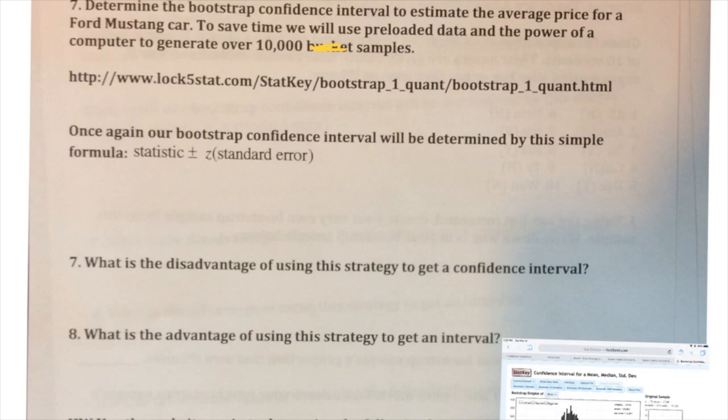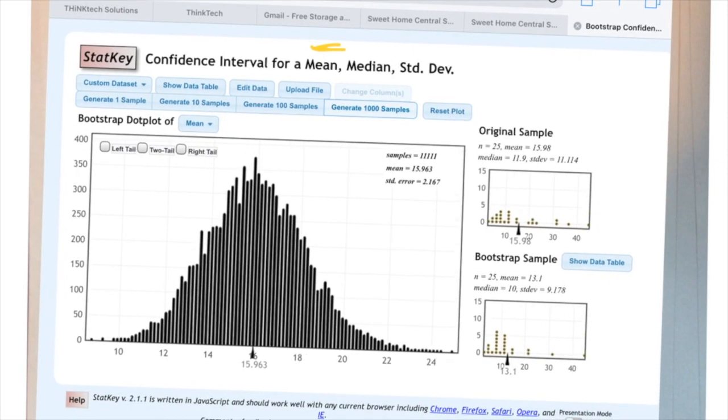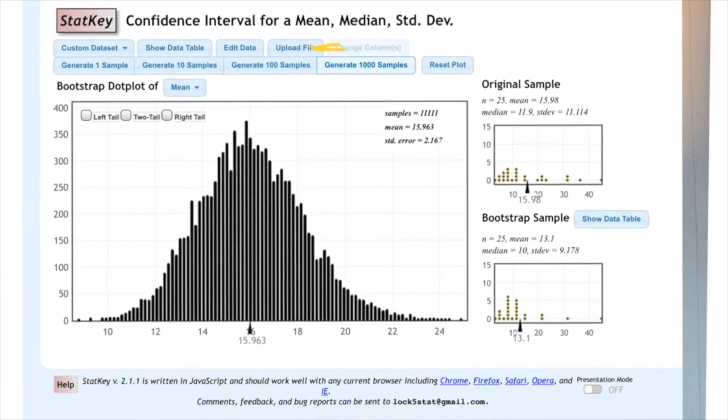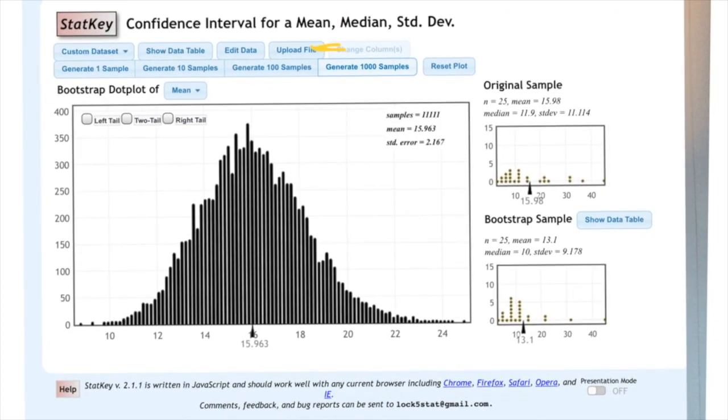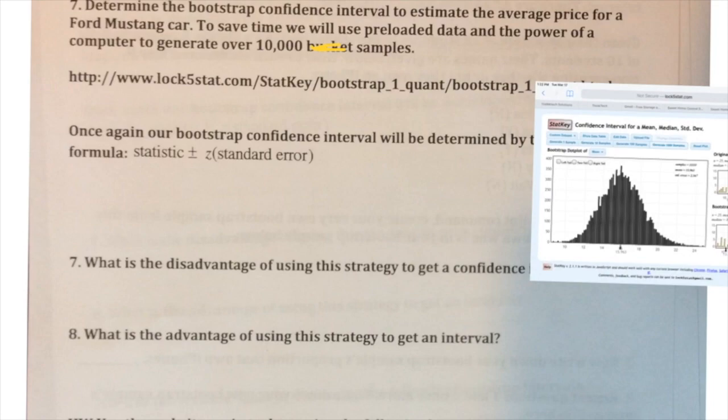And when did I stop? I stopped actually when I hit 11,111. So very similar, but much more improved is our histogram, which actually looks very normal. And the two important numbers that you're going to need to use are right here. In fact, those are the only two numbers, along with the z-score, that you'll need to finish the confidence interval. So we're relying on the website to do all the work for us.